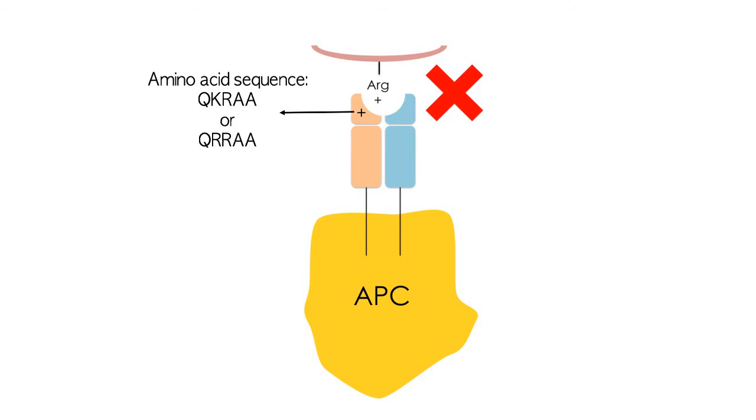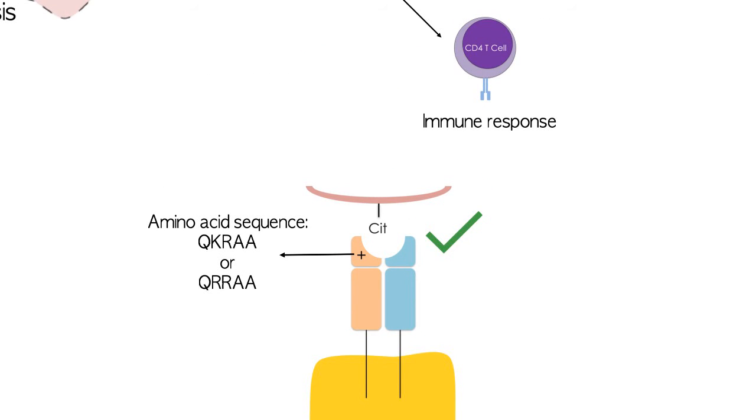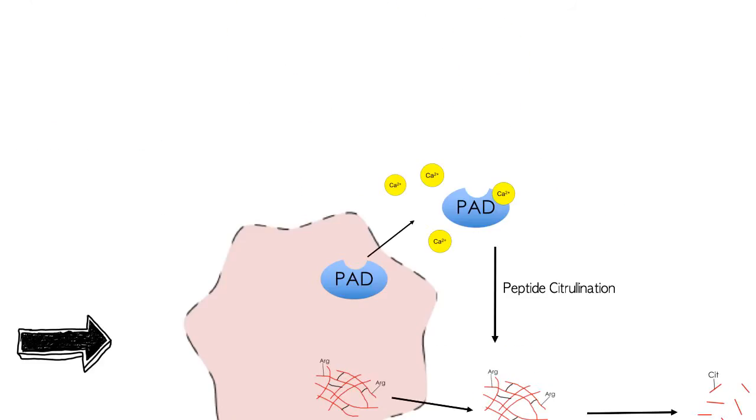On the other hand, peptides containing the neutral citrulline can bind to the MHC with a much higher affinity, hence inducing an immune response. The next pathological consequence of citrullination is multiple sclerosis, or MS in short.